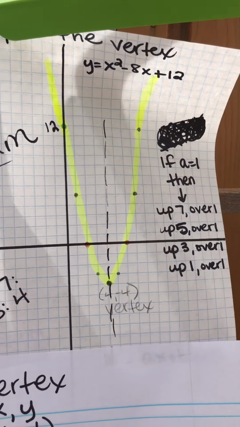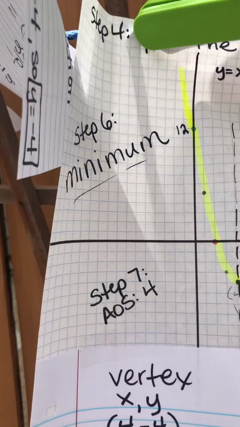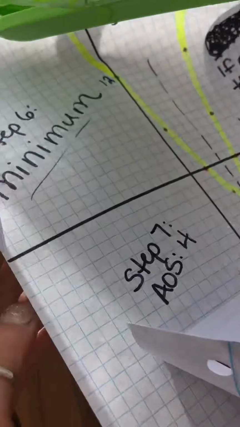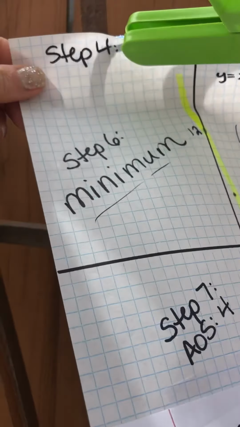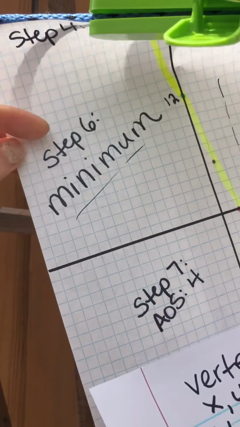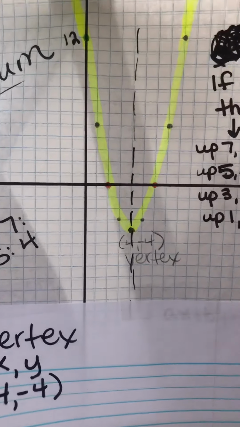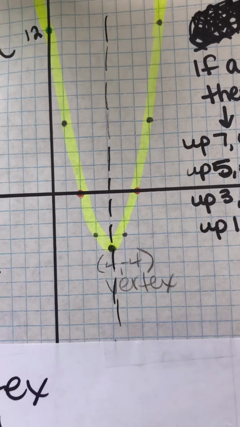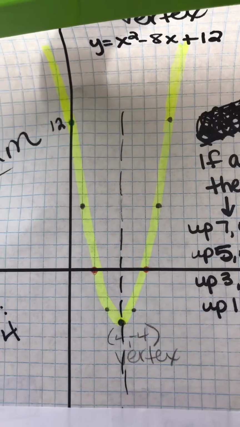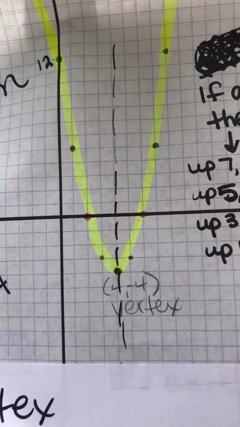Okay, so step 6, we know that it is minimum. Step 7, what's our axis of symmetry? We know that it is 4 because x is 4. You see the dotted line down the axis of symmetry?